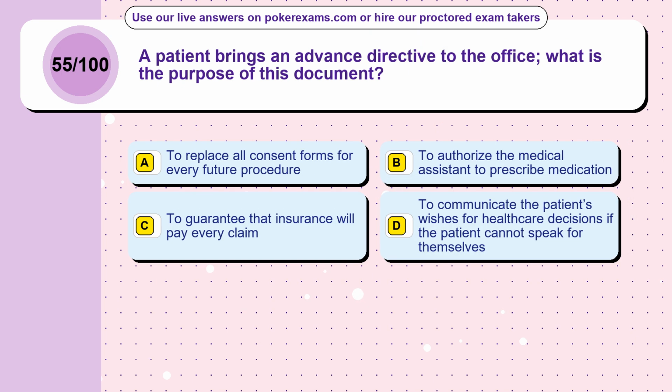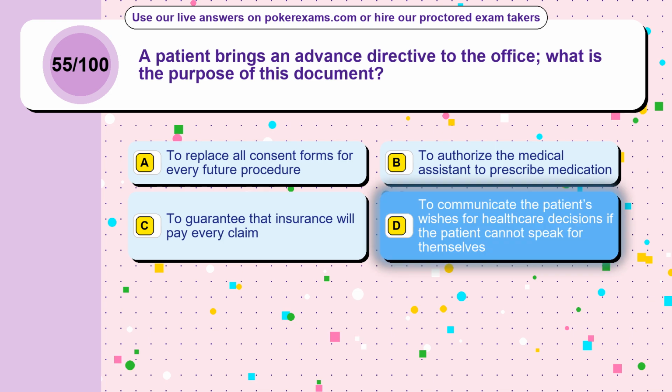Question 55. A patient brings an advance directive to the office. What is the purpose of this document? Option A. To replace all consent forms for every future procedure. Option B. To authorize the medical assistant to prescribe medication. Option C. To guarantee that insurance will pay every claim. Option D. To communicate the patient's wishes for healthcare decisions if the patient cannot speak for themselves.